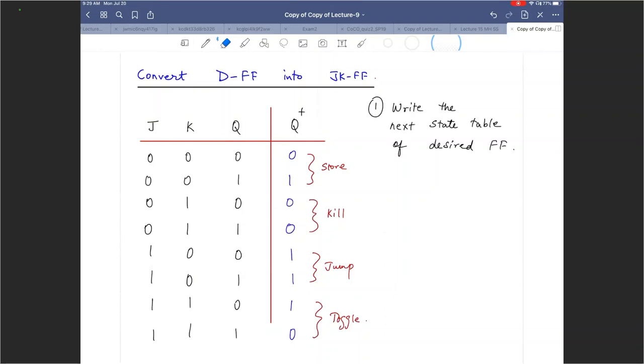J, K, Q, Q plus. Depending on what J and K are, it can be in the store state, kill state, jump state, or the toggle state. That's all we know. So from using this, can I flip this around to say, if I wanted Q to go to Q plus, what should I give at the J and K inputs? That's what I'm trying to answer. So I'm essentially flipping the next state table to get the excitation table.